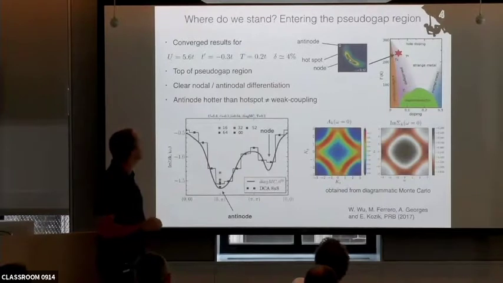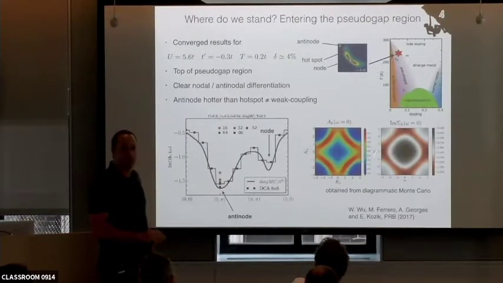So U is 5.6, t prime relevant for cuprates, temperature 0.2 t, and about 4% doping. This is more or less what we can stabilize, but it is already enough to see signatures of the pseudogap. You see it in the spectral function, computed from Diagrammatic Monte-Carlo. So we see nodal-antinodal differentiation. That's the corresponding self-energy, which is stronger at the antinode.